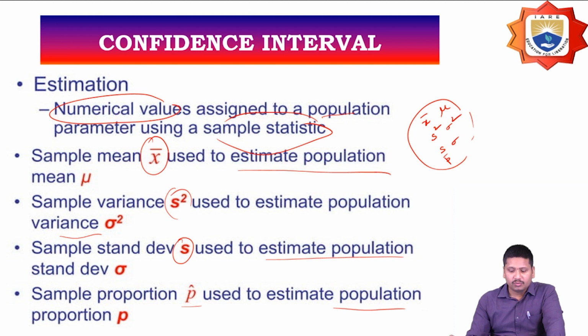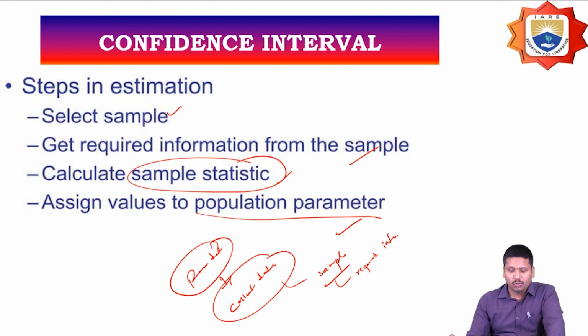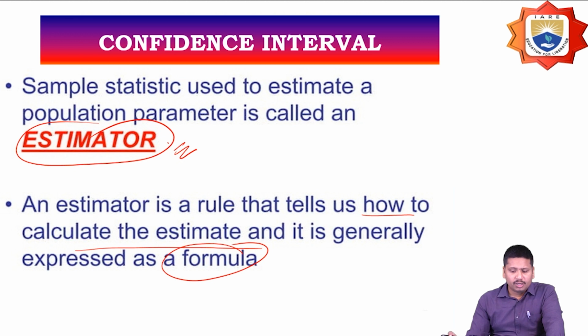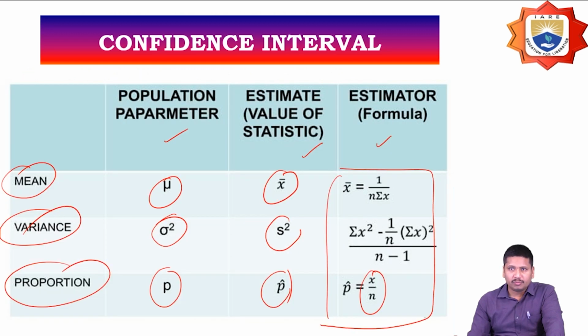So estimation means calculating values like the mean, variance, sigma, and standard deviation. The steps in estimation are to select the sample and get the required information from the sample, calculate the sample statistic, and assign the value to the population parameter. Here we can define the term estimator, which estimates the population parameter. Normally an estimator is a rule that tells us how to calculate the estimate, and it is generally expressed in the form of a formula. These are some of the estimator formulas for finding the mean, variance, and proportion.